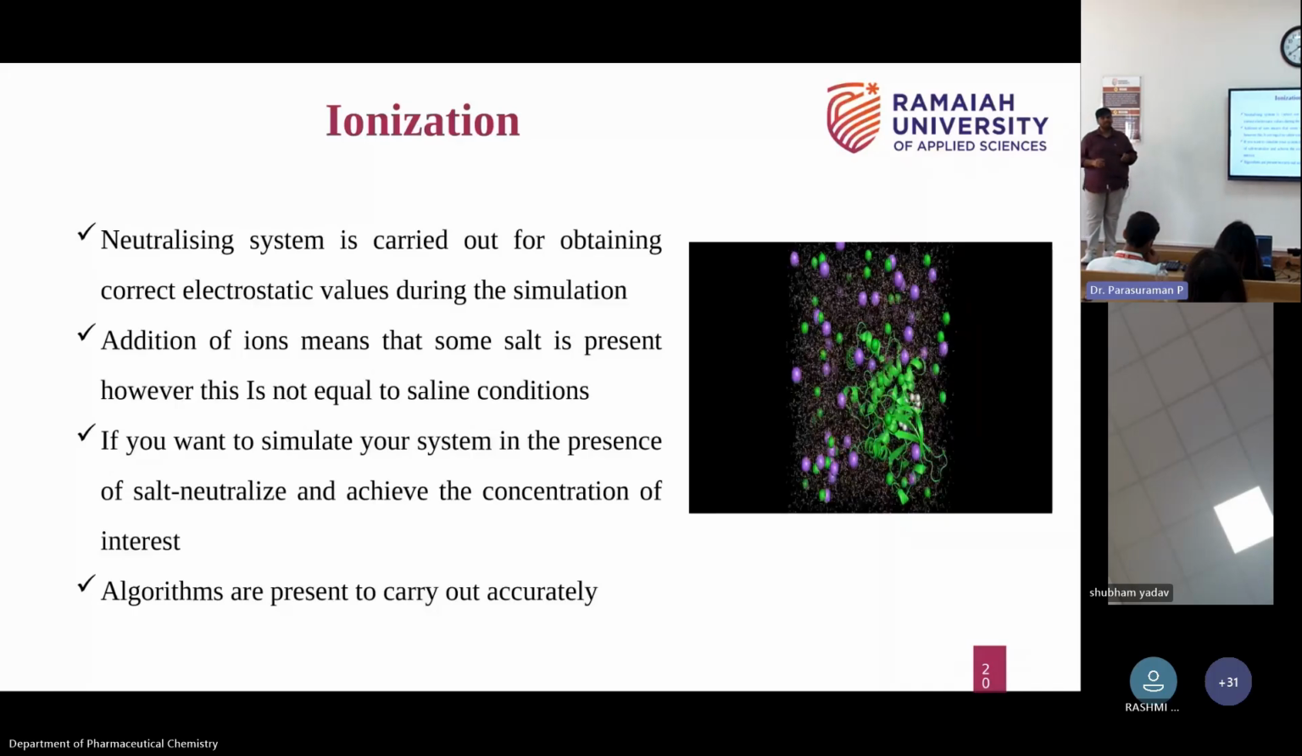In ionization, we do not need to calculate how much to add. The algorithms are already optimized for this. If we give a complex, it will calculate how much ionization we need to do, or how many ions we need to add.